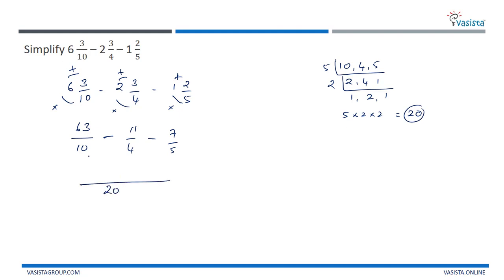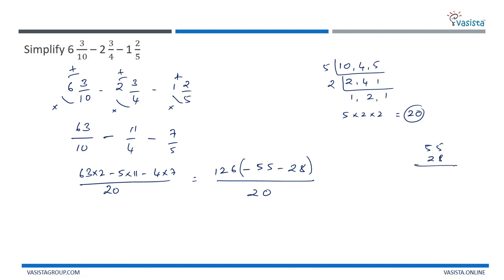Now divide 20 by 10, that is 2, 2 into 63 minus 5 4s are 20, that is 5 into 11, minus 4 into 7. Now 63 2s are 126, minus 11 5s are 55, minus 28, all divided by 20. Now add these two and then subtract: 55 plus 28, 8 plus 5 is 13, 1 carry, 5 plus 1 is 6, plus 2 is 8, 83. So 126 minus 83, divided by 20.